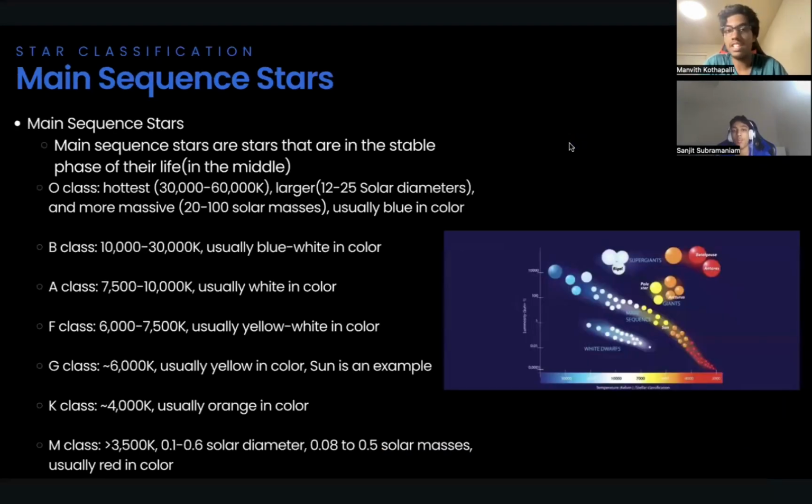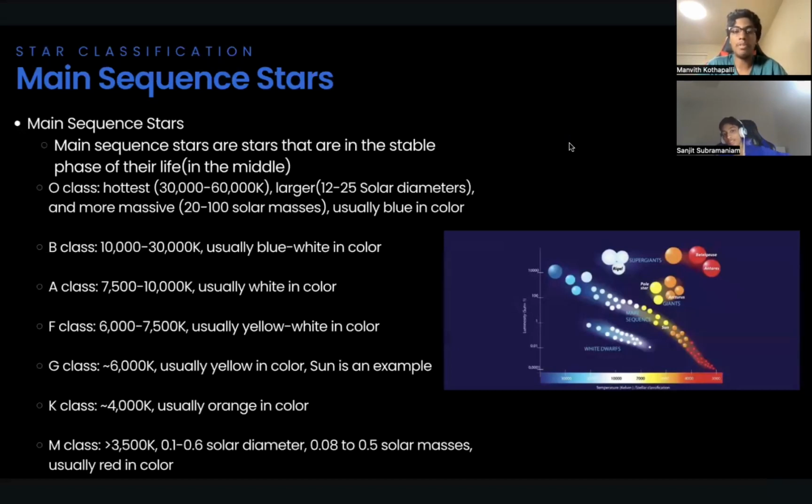So now let's talk about main sequence stars. So the first type of main sequence star is a blue color star, which is the O class type of star. So these stars are categorized by temperature and also by color. So let's get started. So blue type O class stars.